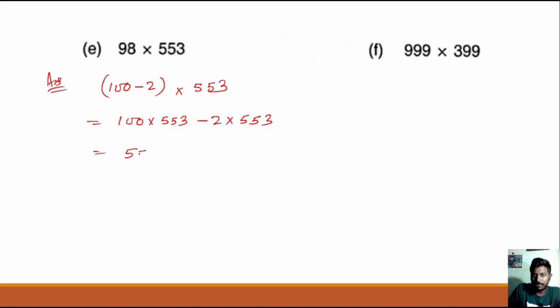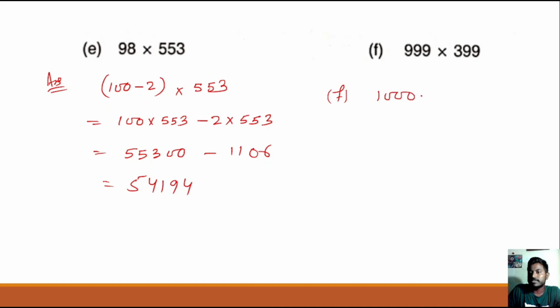So multiply 55300 minus 6 10 11. So 4 9 9 2 1 1 5 1 4 5 5. Okay, now F number 1000 into 1000 minus 1 into 399. Now 1000 into 399 minus 1 into 399.